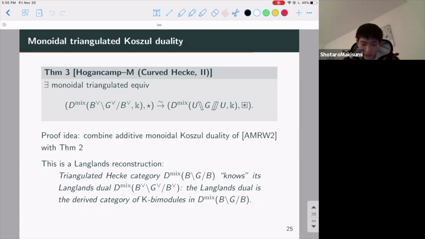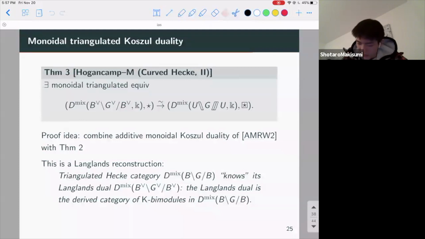In fact, you can just replace parity sheaves with the Elias-Williamson diagrammatic category, and you can repeat this whole construction. And so it should lead to a Koszul duality statement that works for an arbitrary Coxeter system. And even more, I actually have some version that tries to upgrade this to a triply graded equivalence.